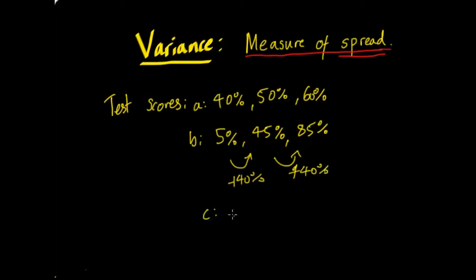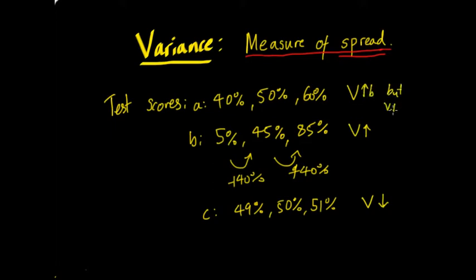Then if we added another one, C, you could have 49%, 50%, and 51%. Even then, C is even closer. So if you relate that to spread, the variance for C is going to be the lowest. The variance for B, the most spread out one, is going to be the highest. The variance for A is going to be higher than C, but lower than B. I'll go on to how you actually calculate variance and what it measures.